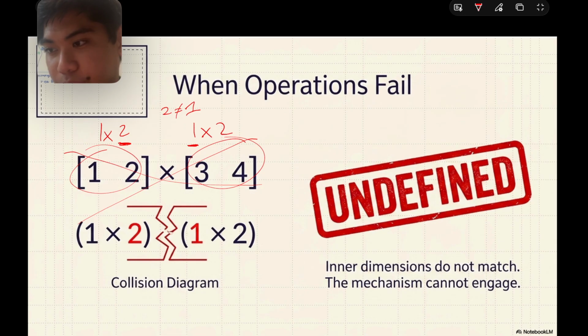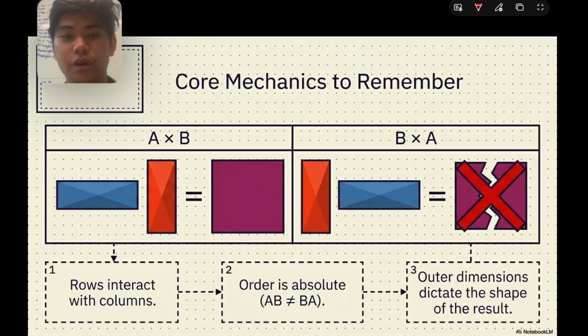That's important as well. So the inner dimensions do not match, so the mechanism cannot engage. Think of it like that. The core mechanisms to remember here are that the rows interact with the columns. Order is absolute, so they can't be reversed. A times B is not equal to B times A when talking about matrices. And the outer dimensions dictate the shape of the final result. Okay, that's that there.